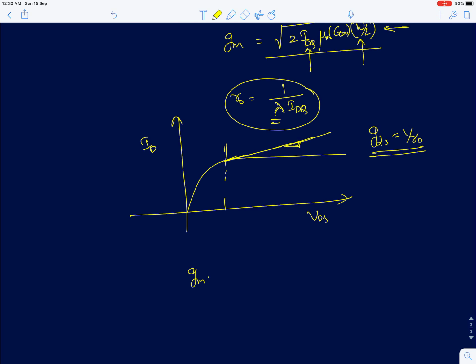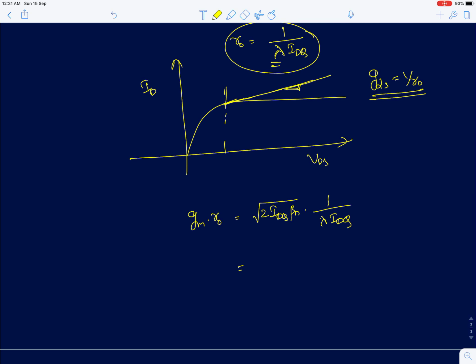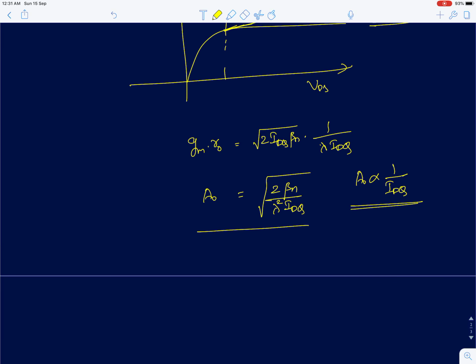Now if I multiply gm into r naught, I am going to call mu n Cox W by L as beta n for an NMOS. So you get root of 2 IDQ beta n times 1 by lambda IDQ. This gives me a result which is root of 2 beta n by lambda square IDQ. So the intrinsic gain of a MOSFET in saturation region is inversely proportional to the square root of the quiescent drain current.